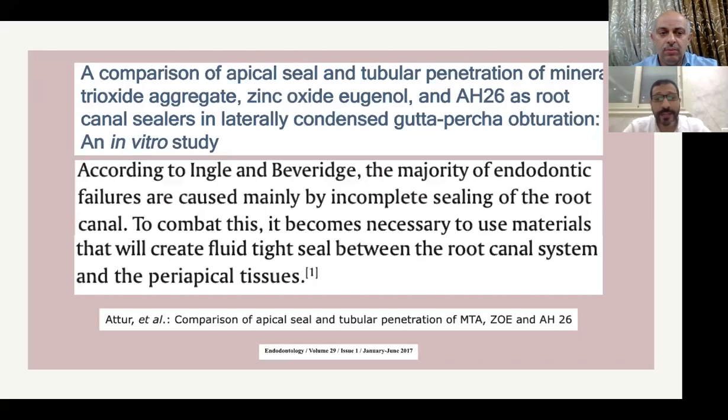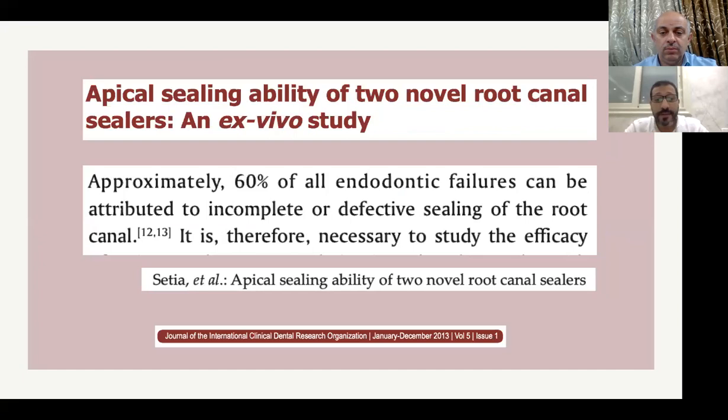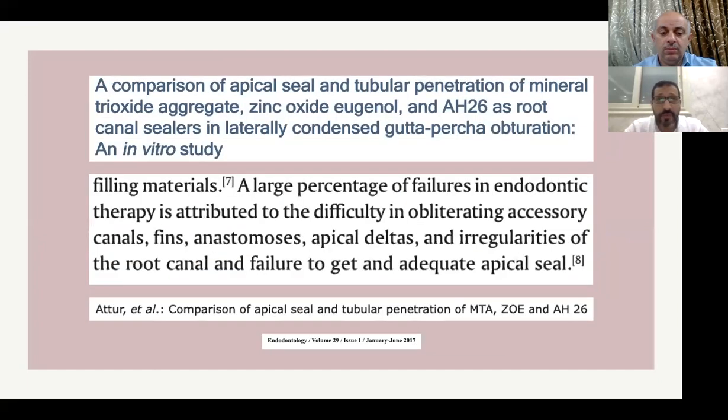Regarding the failure of root canal treatment, according to Engel and his colleagues, the majority of endodontic failures are caused mainly by incomplete sealing of the root canal system. So incomplete sealing is one of the most common causes of failure. That's why we are in a challenge, a competition. All the researchers are trying to modify or even create new materials that are able to create a fluid-tight seal of the root canal system. According to the literature, 60% of all endodontic failures may be attributed to incomplete or defective sealing of the root canal system.